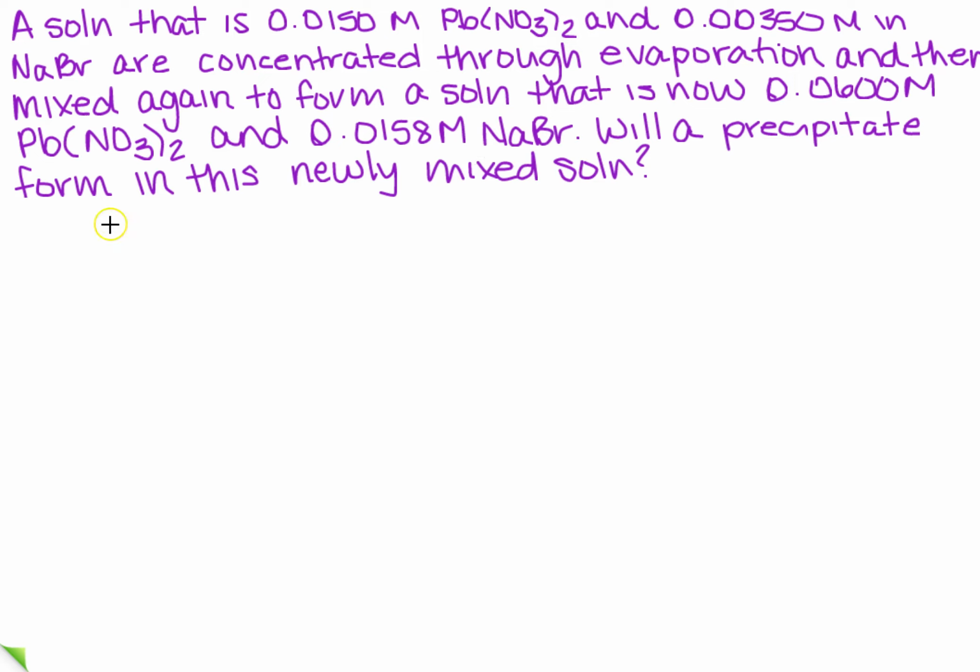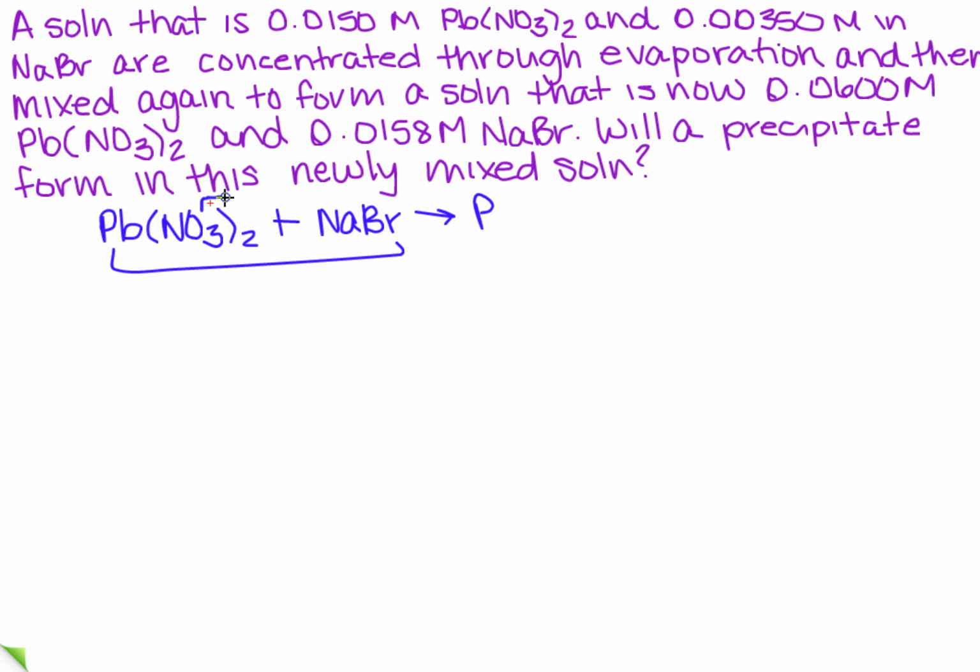It says that we take lead(II) nitrate, and we add to that sodium bromide. When I do that, remember you do the inside-outside. So I'm going to get PbBr2 to balance the charge, and NaNO3. So that would be my equation. Now, is it balanced? No, you've got to put a 2 here and a 2 here.